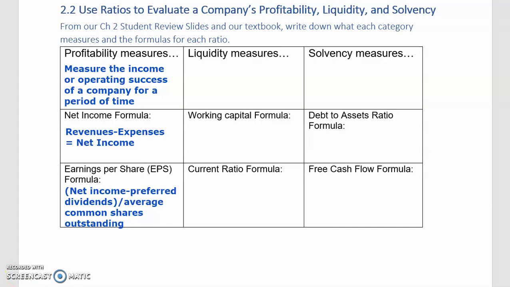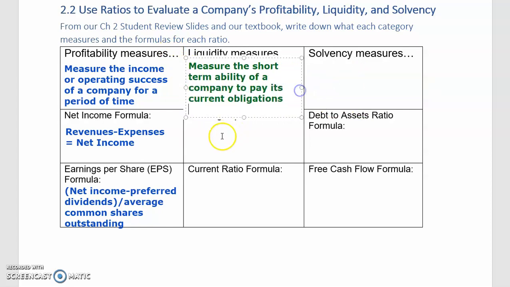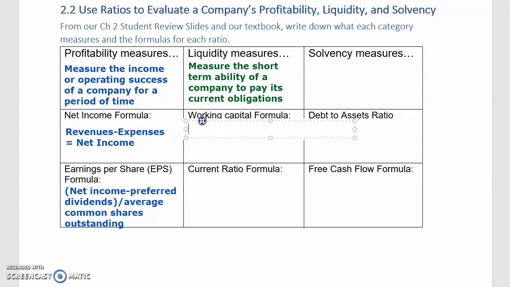Next, we're going to be talking about liquidity ratios. And liquidity measures the short-term ability of a company to pay its current obligations. So for the liquidity ratios, we're mainly going to be looking at the balance sheet. For working capital, we're going to be taking our current assets and subtracting out our current liabilities.